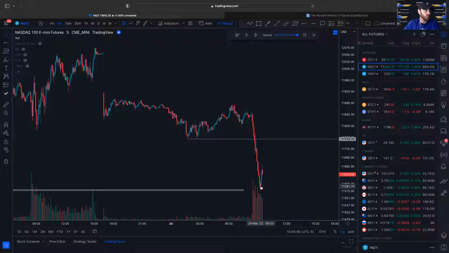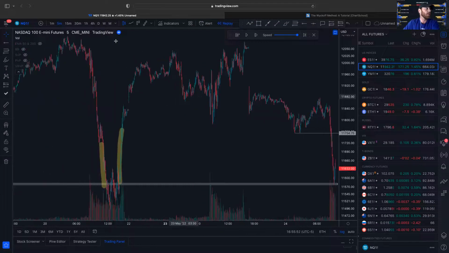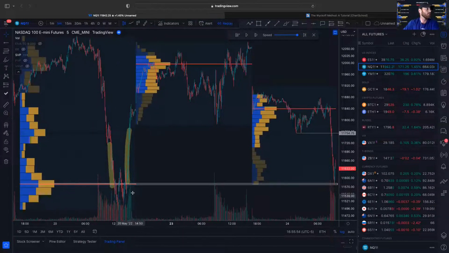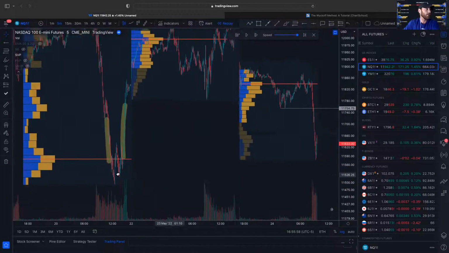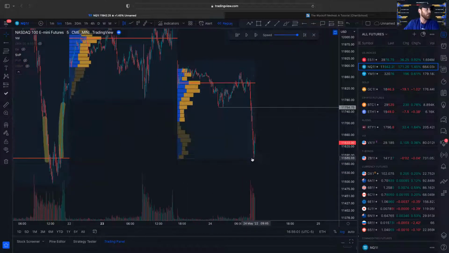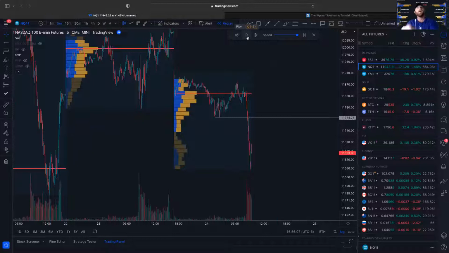And it was a nice little move, but see exactly where it came to: the point of control of the day before, right? Or 2 days before. So it came right into this volume area perfectly and took off. So we're going to be watching all that stuff when I'm backtesting. I'm not necessarily going to be looking at how many trades did I win or what percentage did I get.